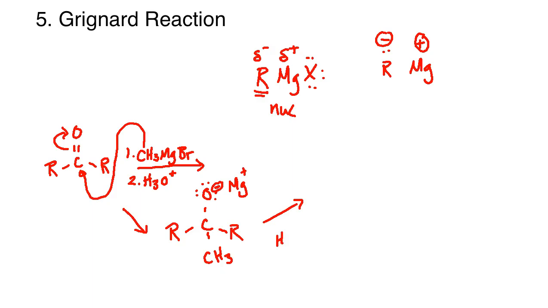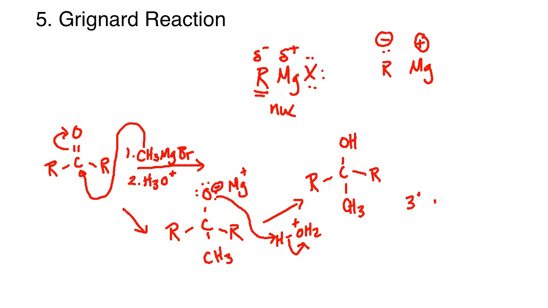So in that case, you've got H3O+. You would have the oxygen coming down to protonate. That would release water. And then what you end up with is R, C, R. We have a CH3 down here. And then you have an OH. So this is an example, because these R groups are carbon groups, of a tertiary alcohol. So we can now create tertiary alcohols using the method of Grignard reactions.